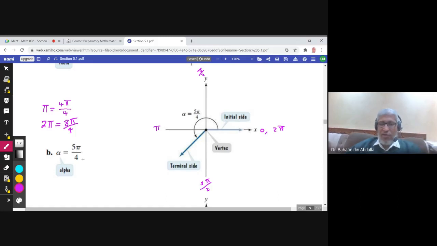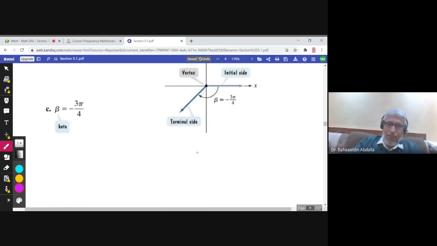So where is 5 pi over 4? This is pi. So pi is 4 pi over 4. I need 5 pi over 4, so I just add 1 more fourth. I add pi over 4, because pi over 4 is 45 degrees. So this angle from here to here measures 5 pi over 4. So this is the angle 5 pi over 4 in standard position.